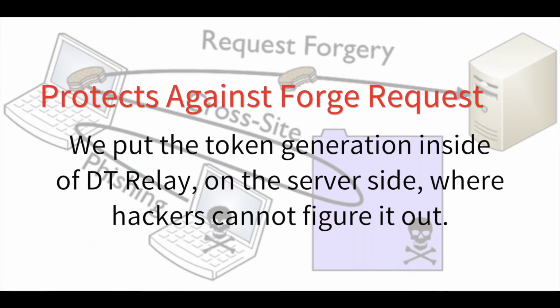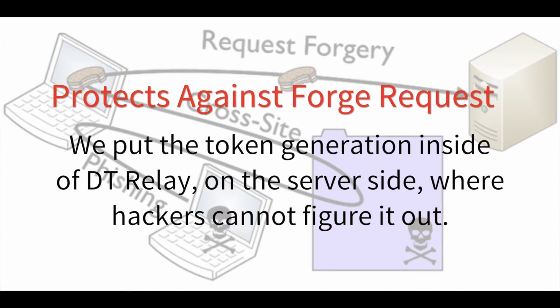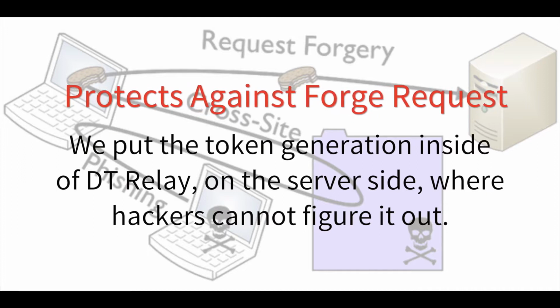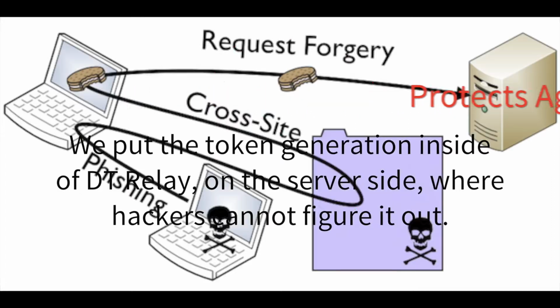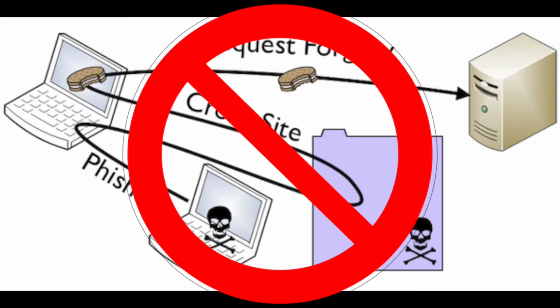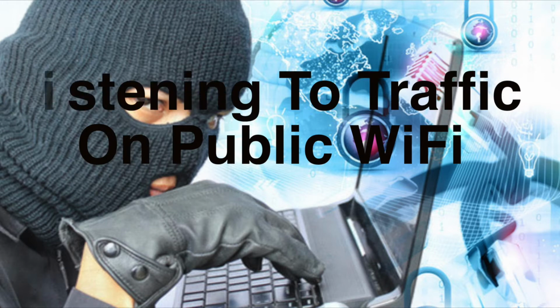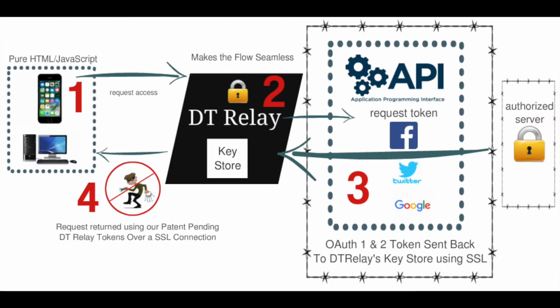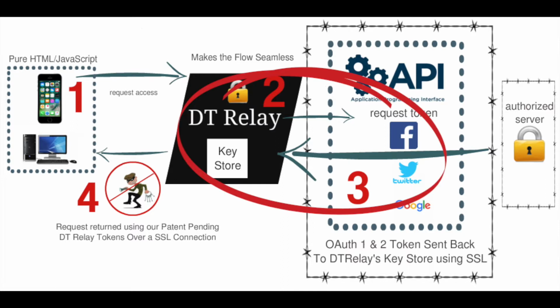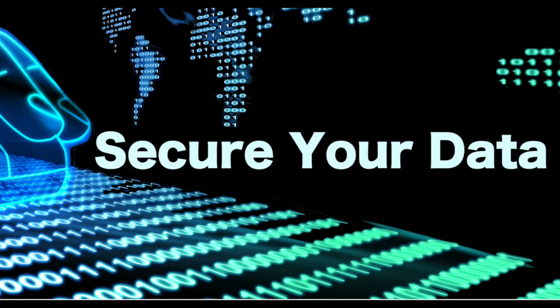When it comes to forged requests, you can only use HTML and JavaScript to solve this problem on the client side, or with any other open language. One alternative that Yahoo came up with was the ability to create a token on the client that a hacker cannot figure out. But if a hacker has access to it, a determined hacker can figure anything out. We put the token generation inside of DTRelay on the server side, where they cannot figure it out. The token is generated on the server side. The hacker is never going to be able to determine what it's going to be when it comes back.